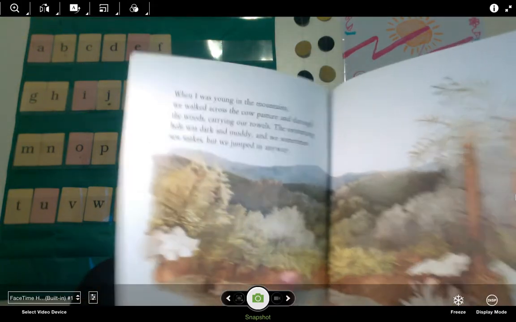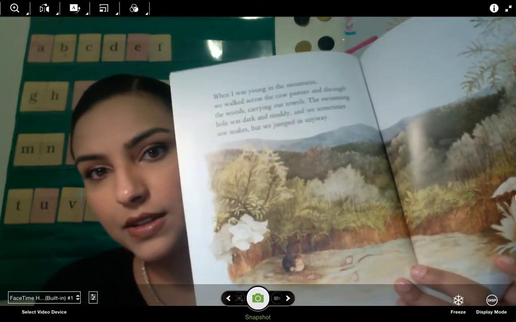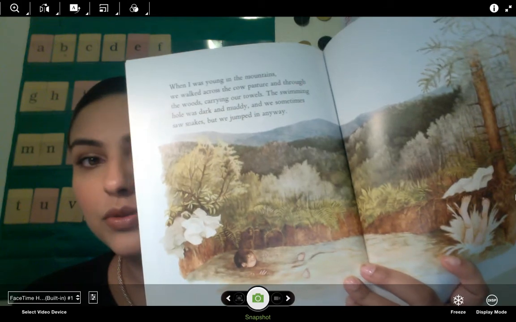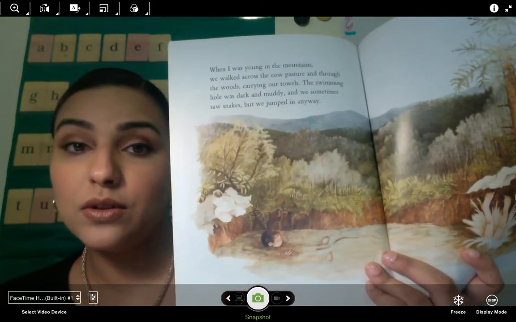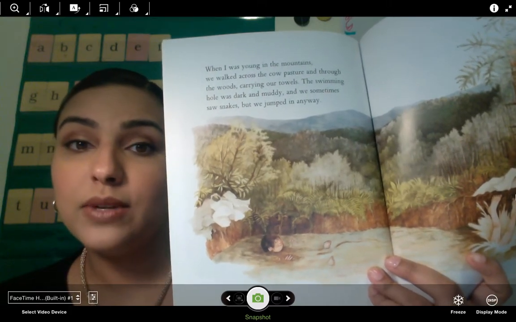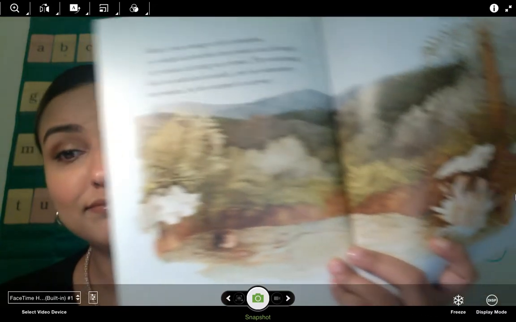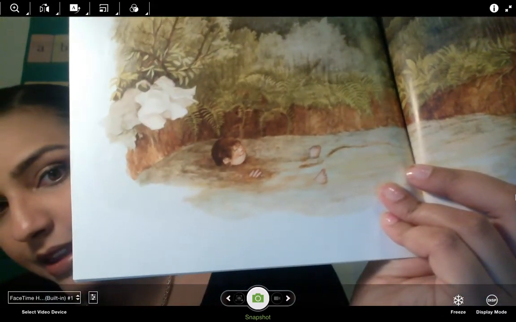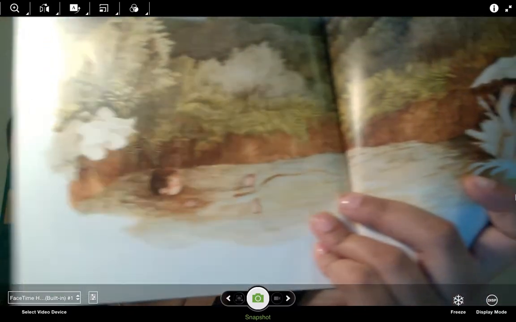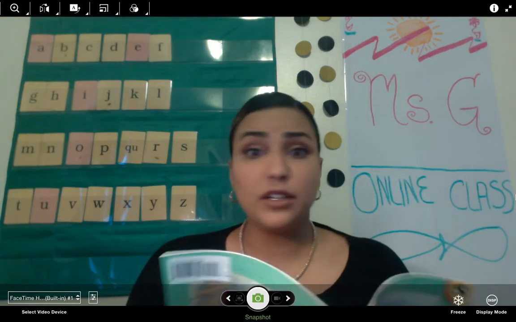When I was young and in the mountains, we walked across the cow pasture and through the woods, carrying our towels. The swimming hole was dark and muddy, and we sometimes saw snakes, but we jumped in anyway. You can see, look at that face, huh? Jumping in, no fear.